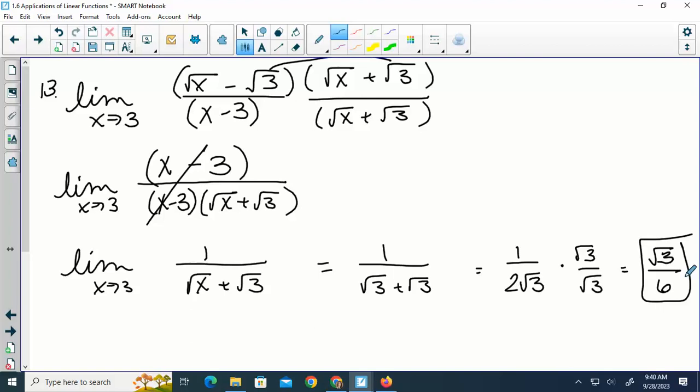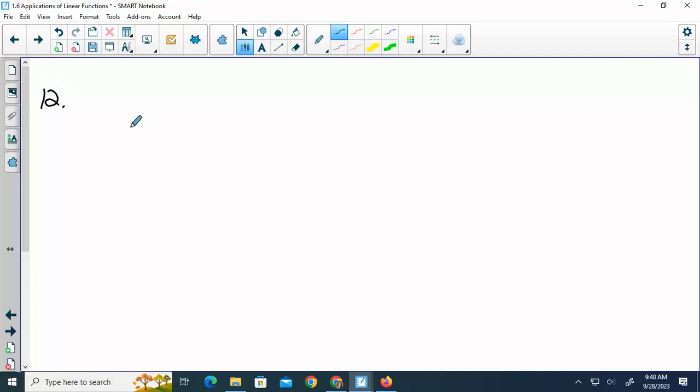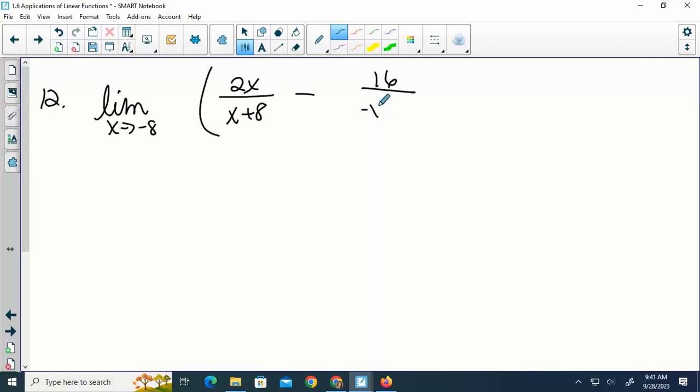Any others you want me to talk about? Number 12. Okay. So fractions tell me I need a common denominator, put them together. But if you notice, look at those two denominators. What's the difference?